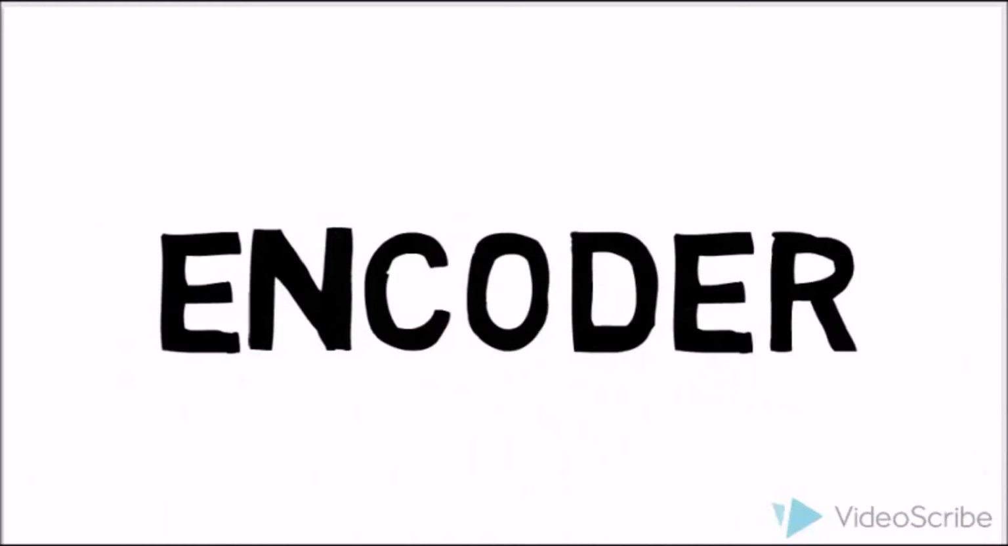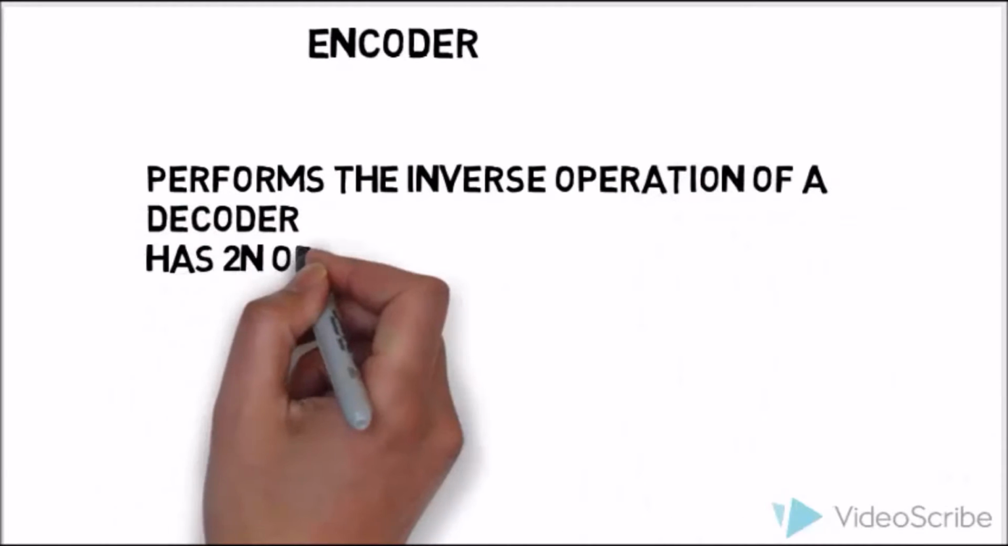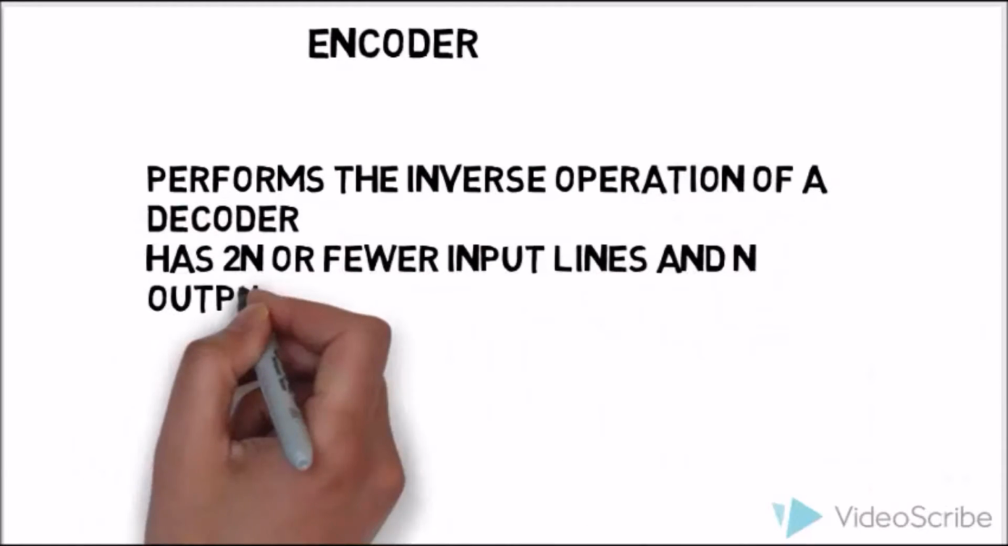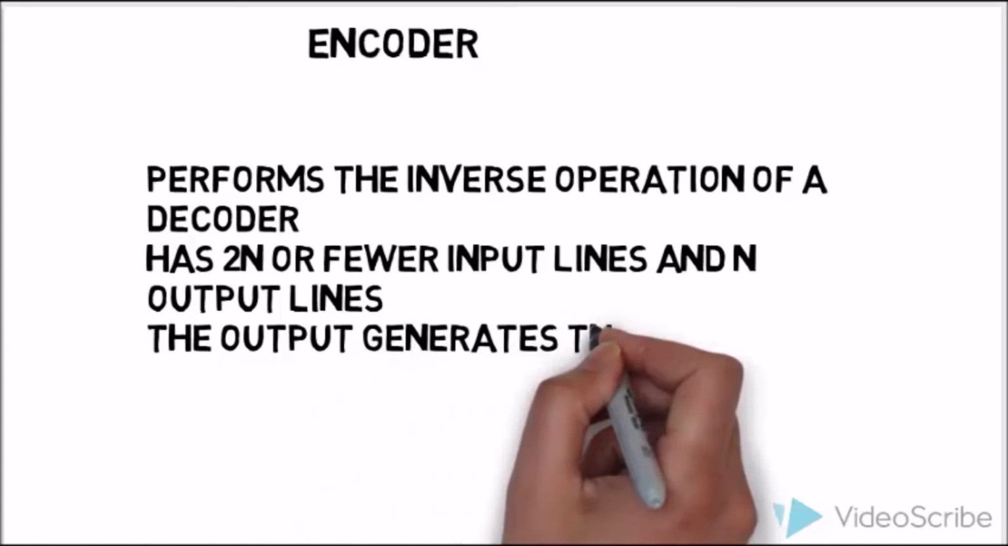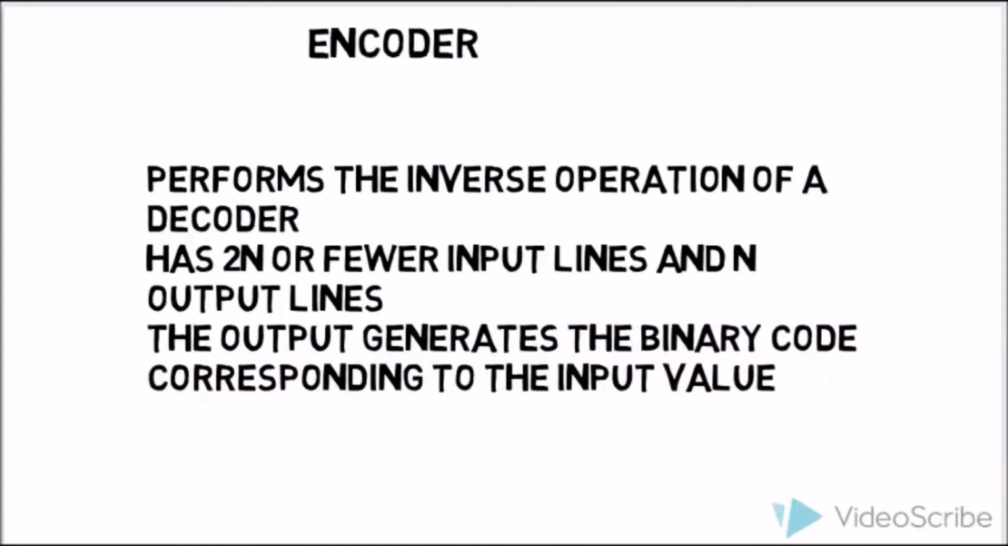Then we have the encoders. This performs the inverse operation of a decoder, has 2^n or fewer input lines and n output lines. The output generates the binary code corresponding to the input value.